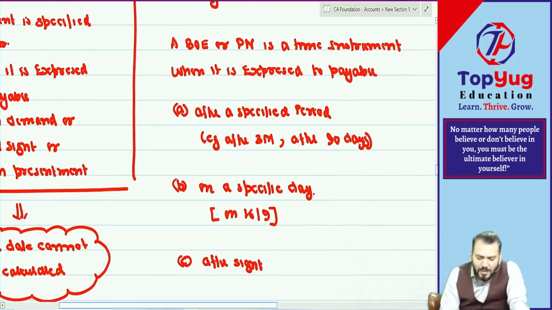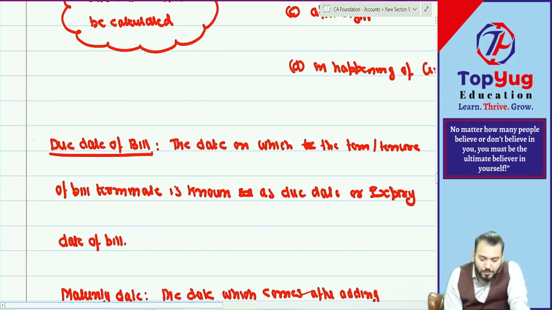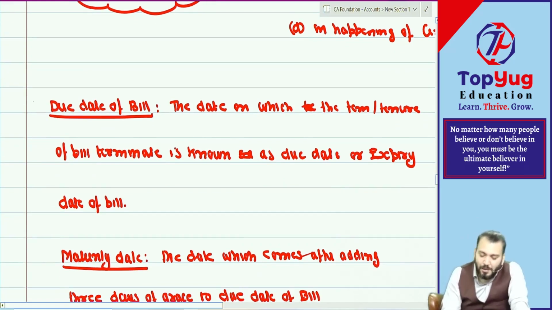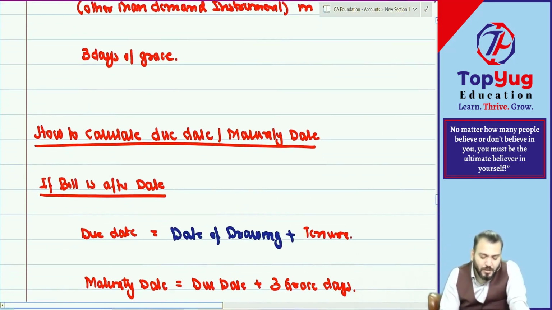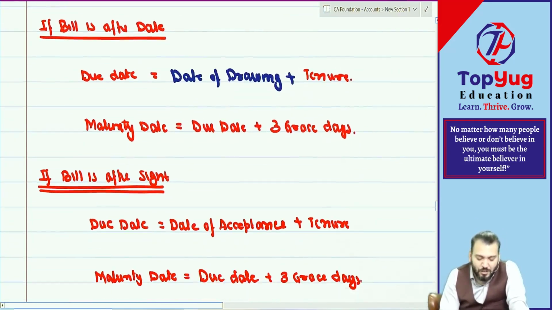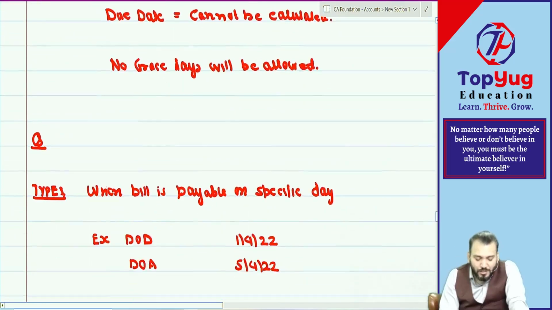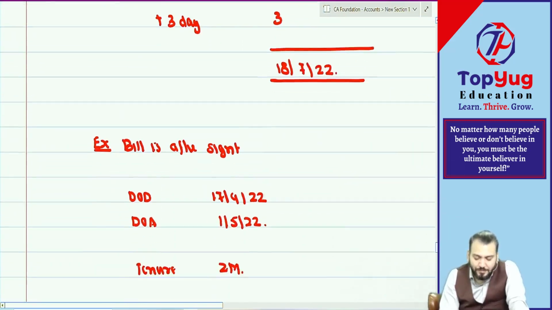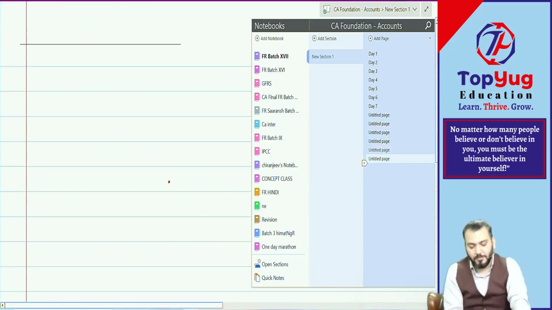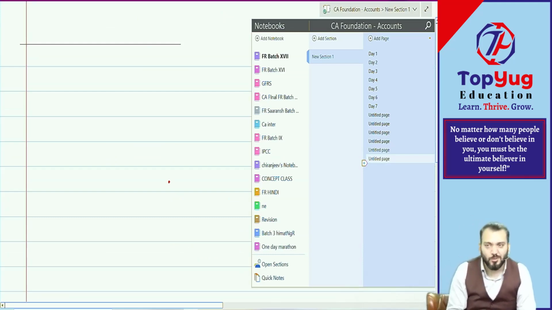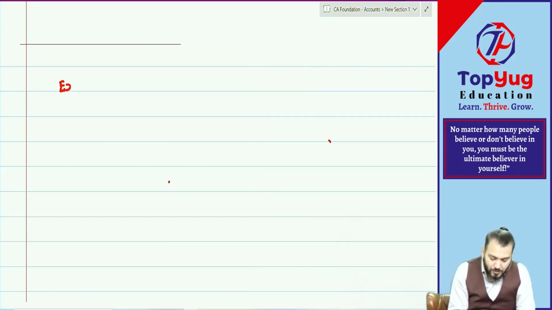Understood? Then we have taken some questions on how to calculate due date and maturity date. I hope you have understood that due date is the date when the bill terminates, and maturity date is the date after adding 3 grace days. Correct. Then we have done some questions on how to calculate due date. Type number 1 you have understood. Type number 2 also you have understood. Type number 3, when there are some days, let us take some examples. Let us take an example for type number 3, you will do.